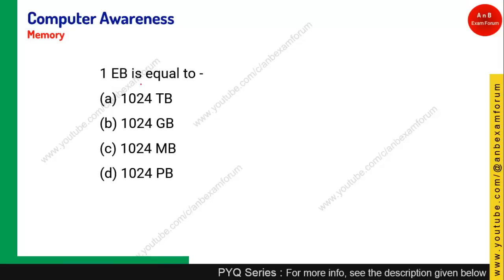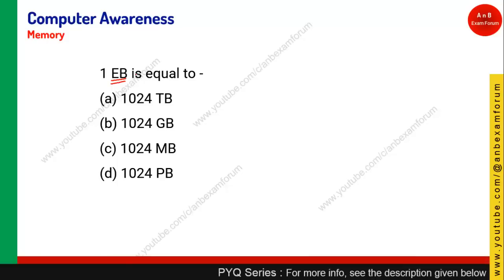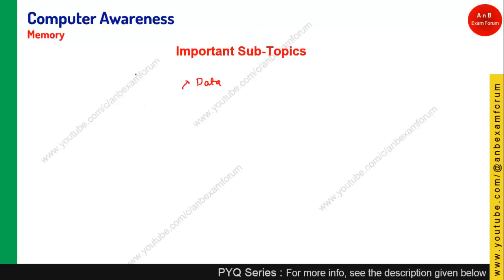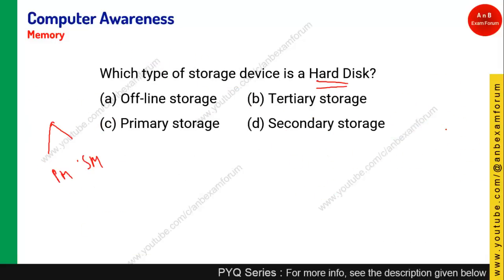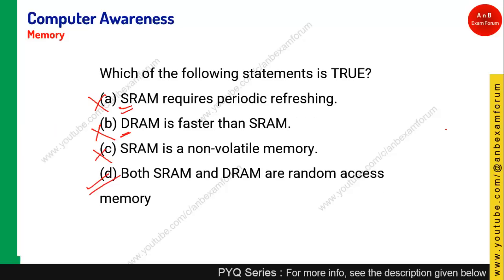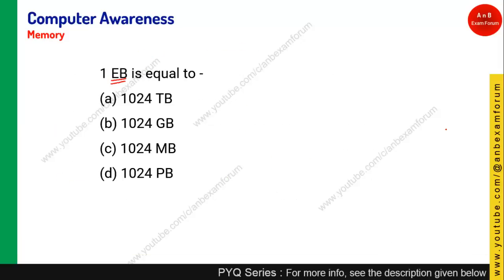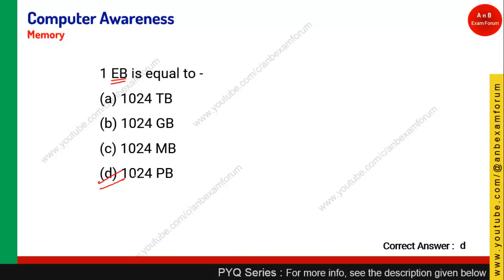Coming to the next question, 1 EB equals what? What is this EB? In the first table, it is exabyte. Let me go to the first slide. 1 exabyte is 1024 petabytes, PB. Let me go to that question quickly. So 1 exabyte is equal to 1024 PB. You just need to remember a lot of measurements. So option D is the right answer.